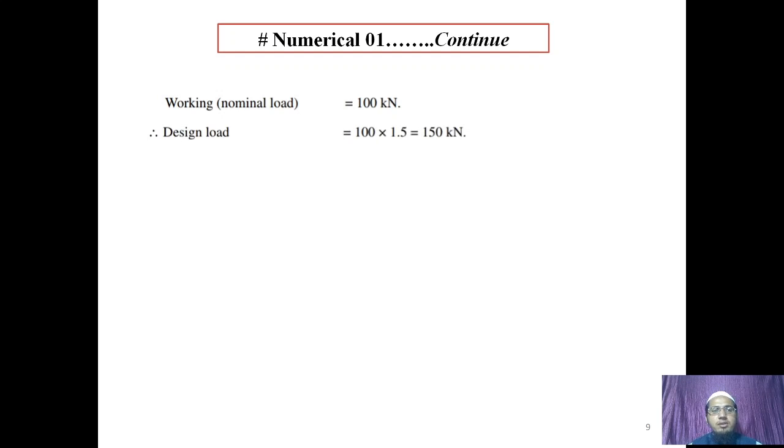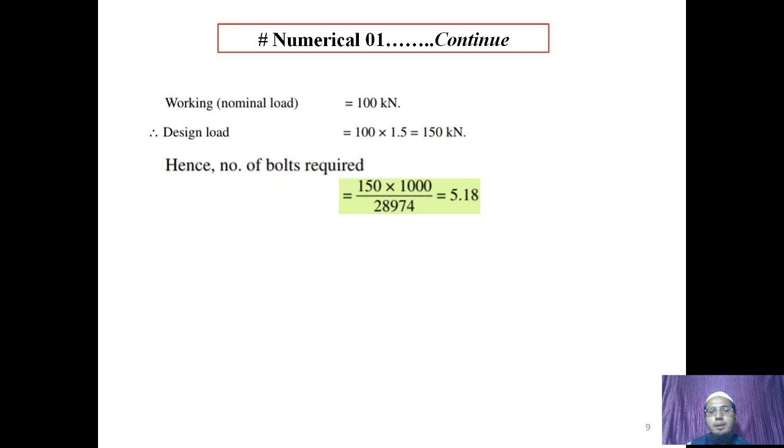Now as we know the design strength and also the working load, the nominal load of 100 kilonewton, by applying the factor of safety we will get the design load as 100 into 1.5, that is 150 kilonewton. Hence, number of bolts required: how to obtain this? We calculate the number of bolts by dividing the design load to be transferred by the connection by the strength of one bolt, that is 28.974 kilonewton. We will get the number of bolts as 5.18. So by rounding up we will provide the number of bolts as 6.